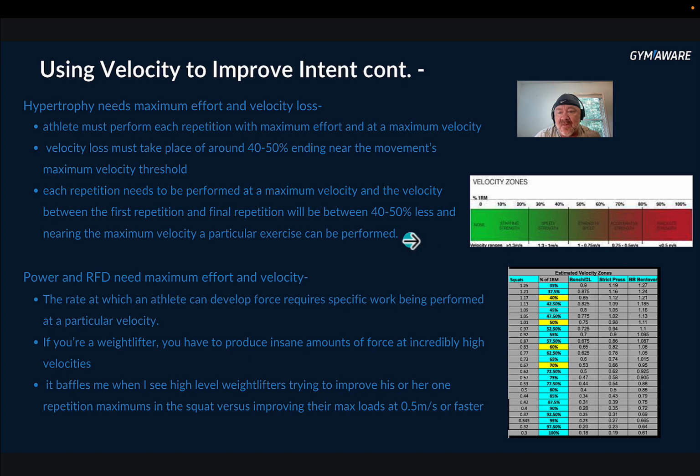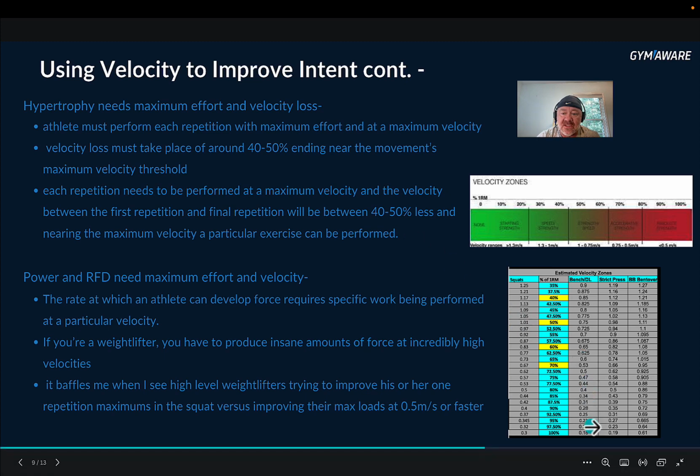As close to that as possible, because here's what I'm saying. If you're doing 70% on a bench press, then that final bench press is going to be somewhere in the 0.2s, at least 0.3s, so you can ensure that maximum hypertrophy is taking place.